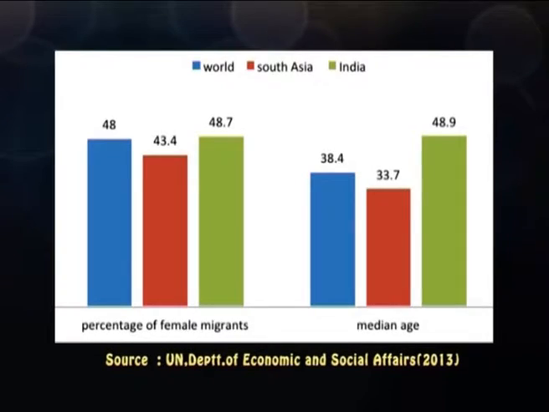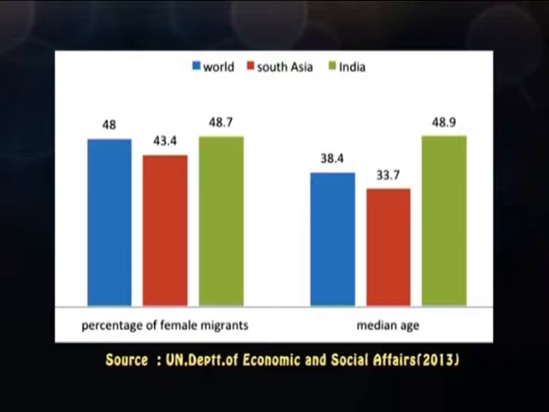This can be observed from this figure. The figure shows that among the international migrants from India, the proportion of the females is higher not only from their respective proportions in total migrants in the world, but also from that in South Asia.